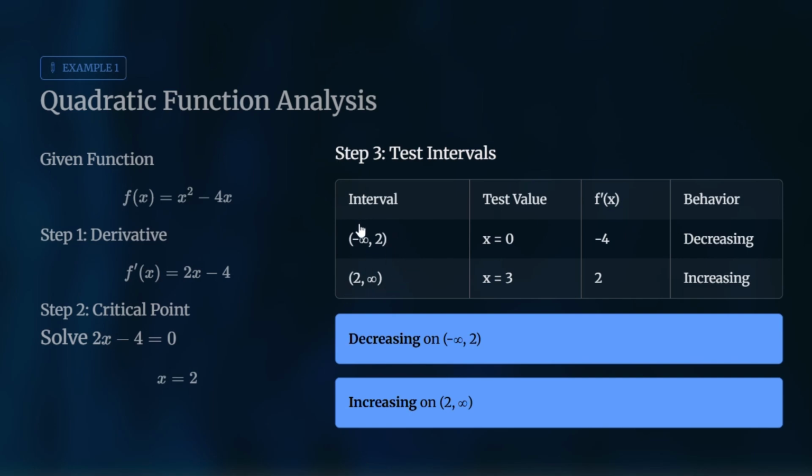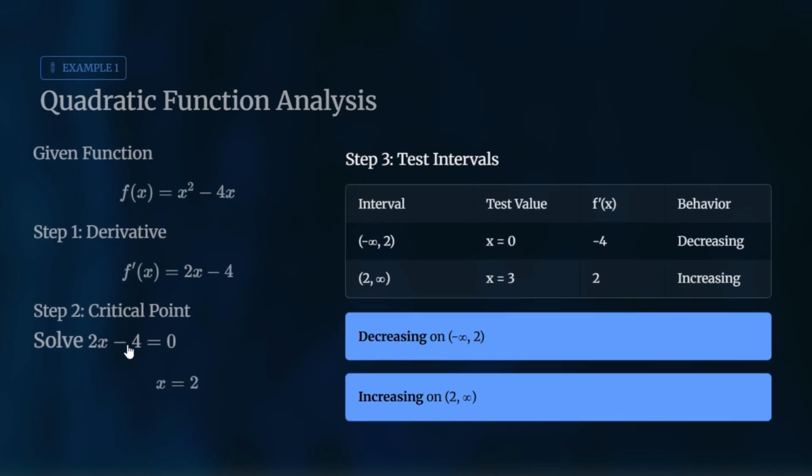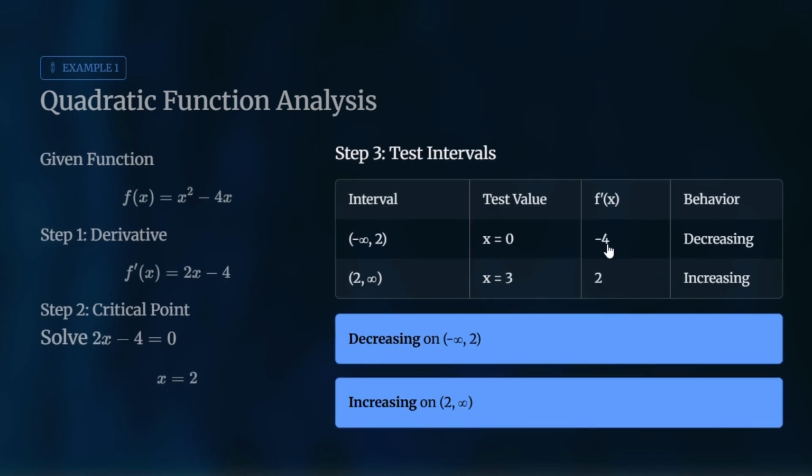So you can pick any point on this interval in order to test. So let's say we pick x equals 0, because that is on the interval from negative infinity to 2. When x equals 0, f prime of 0, that means you substitute x equals 0 into your derivative. 2 times 0 is 0, minus 4 is negative 4. So since the derivative is negative, that means that the function is decreasing on that interval.